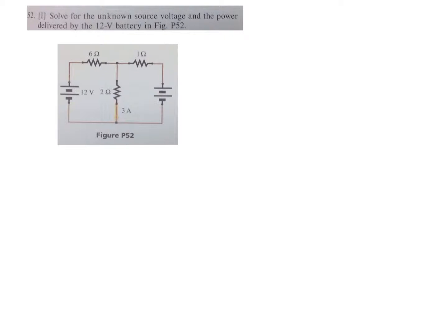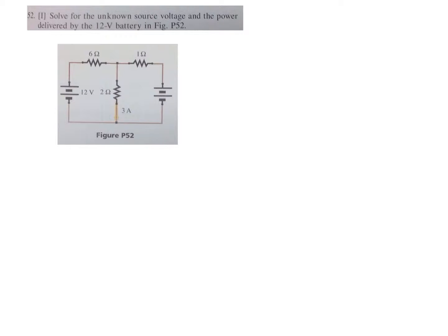Day 29, page 712, problem 52. Let's apply Kirchhoff's laws to this. Once again, I'm not going to get involved in drawing a lot of diagrams, so listen carefully. In that middle branch there, you have 3 amps. We can't really use Kirchhoff's first law right now because we're only given one of the currents.